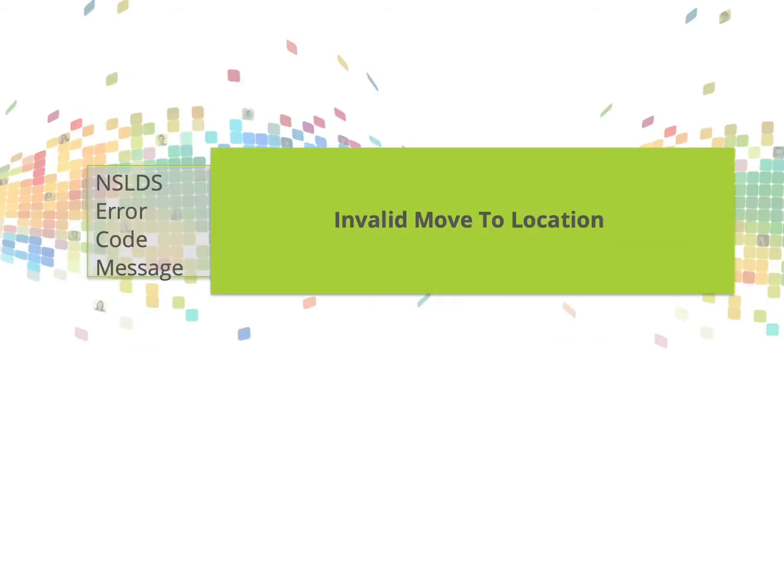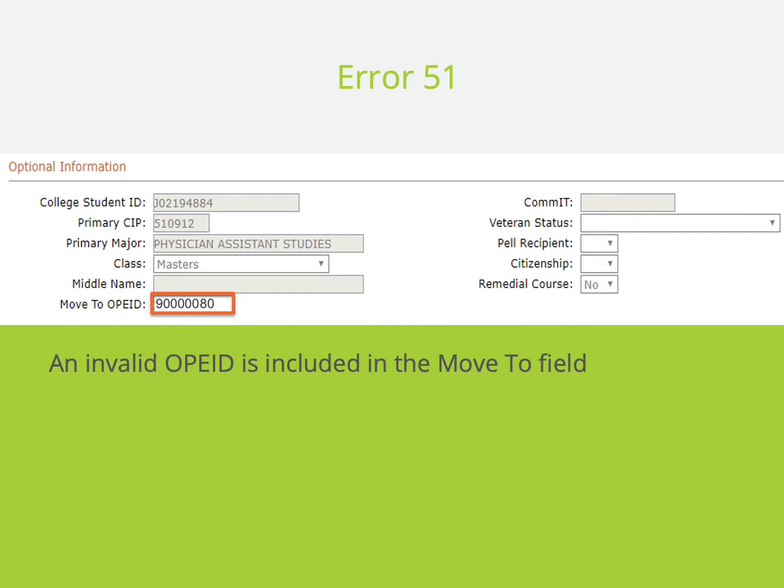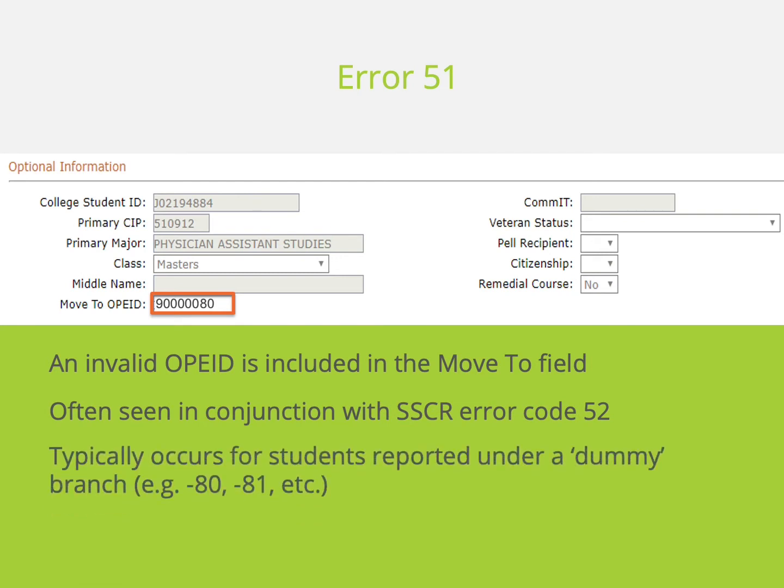Per the NSLDS, SSCR Error Code 51 is caused by an invalid move to location. This error occurs due to a Move To field that was populated with an invalid OPE ID. SSCR Error Code 51 occurs when an invalid OPE ID is included in the Move To field on a student record. These errors are often seen in conjunction with Error 52 and typically occur for students reported under a dummy branch, such as 80 or 81, due to the locations not being recognized by NSLDS.